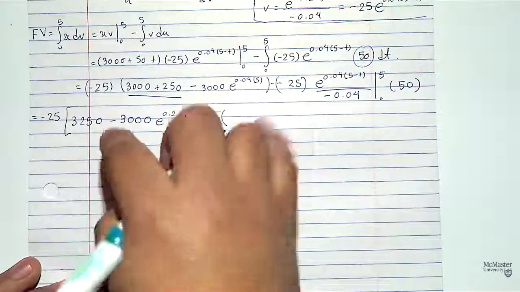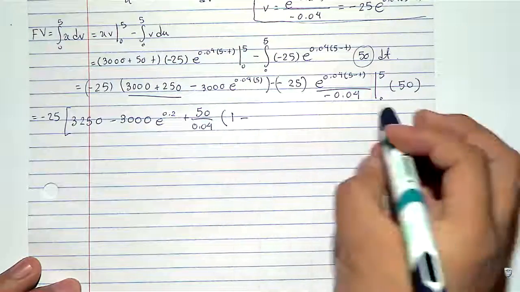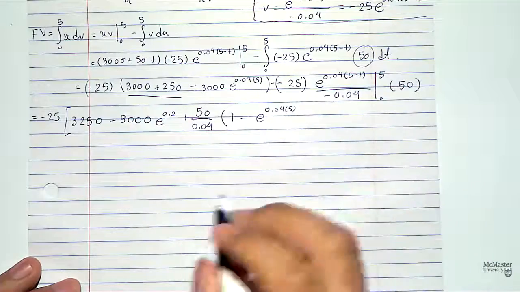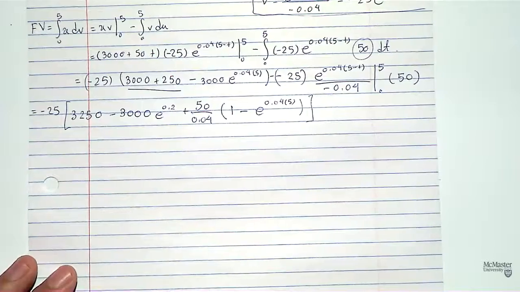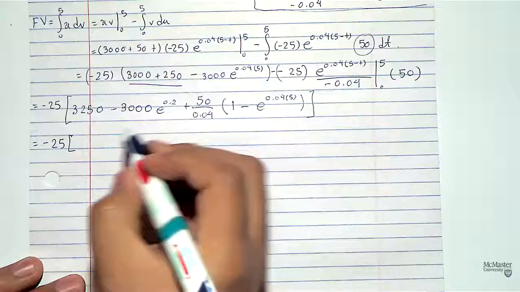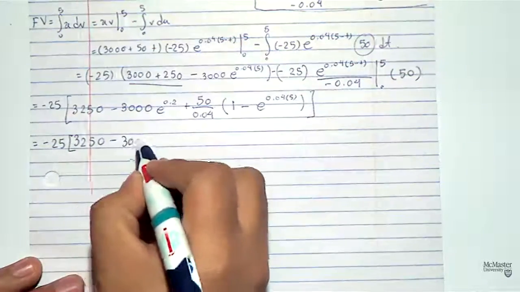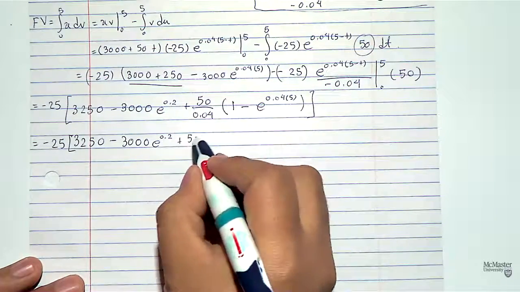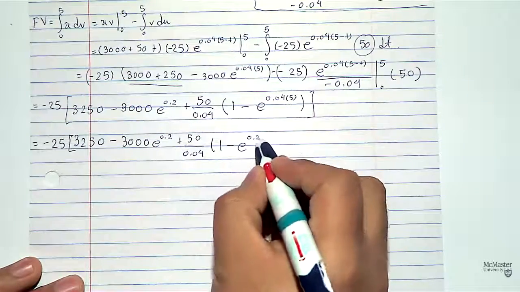So the minus 25 went over here. Here you will have a vanishing, so you will have 1. Then you have minus e to the 0.04 times 5, which you already know is e to the 0.2, but okay, just to indicate that we have done the computation and we have taken care of the factors. So finishing the computation, this is minus 25. Then you have 3,250 minus 3,000 times exponential of 0.2. Then you have this factor, 50 over 0.04, of 1 minus exponential of 0.2.